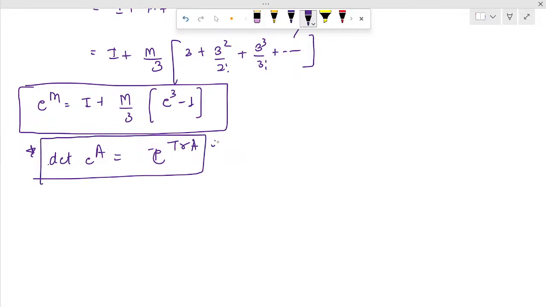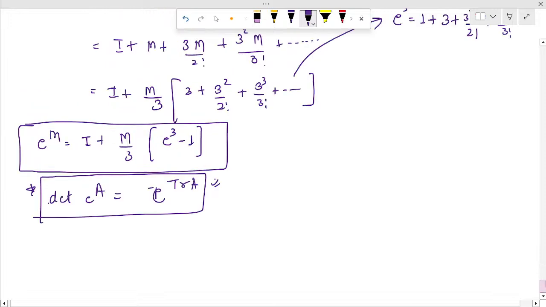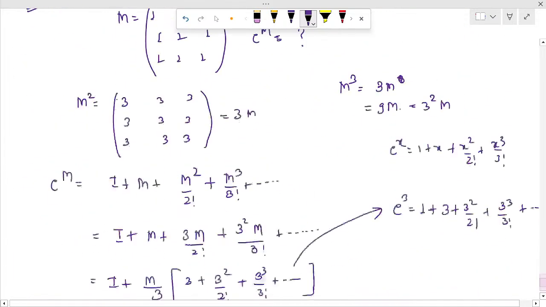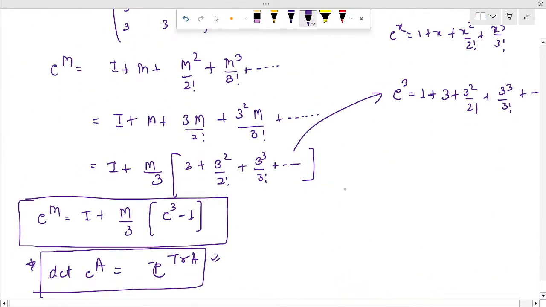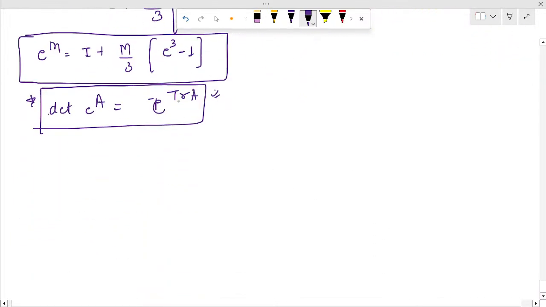Please remember this one more. What is the theme? Please remember the theme we are discussing is matrix exponential. One of the things is to utilize this. I'm going to do a few more questions here. Determinant of e की power a is e की power of trace a.